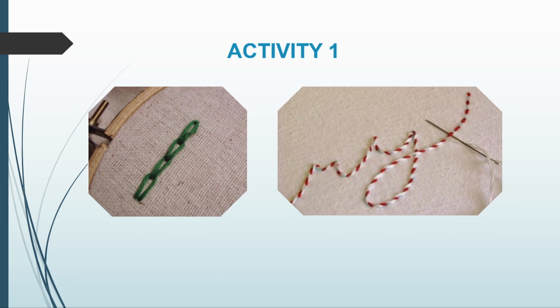Let's do a few activities together to test what you have learned today. We'll start with Activity 1. Can you identify the following embroidery stitches? Picture 1 shows chain stitch and picture 2 illustrates whipped running stitch. Did you get it right? Very good.